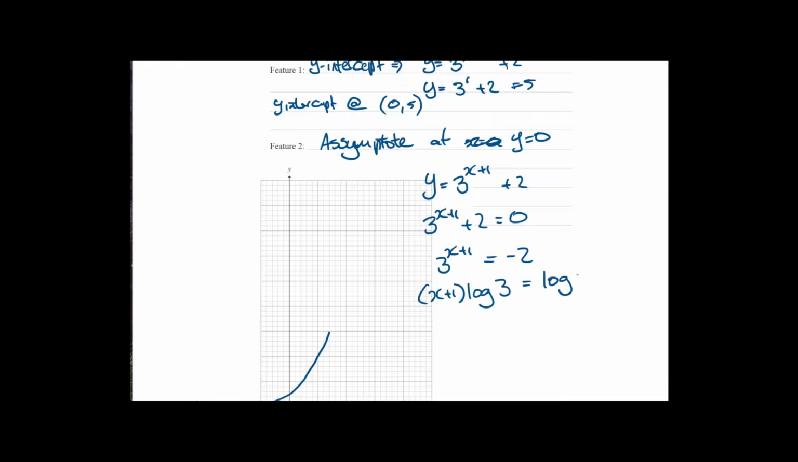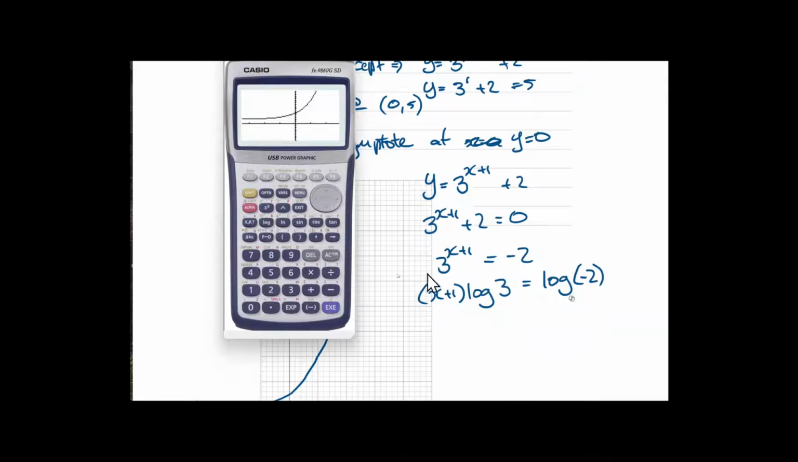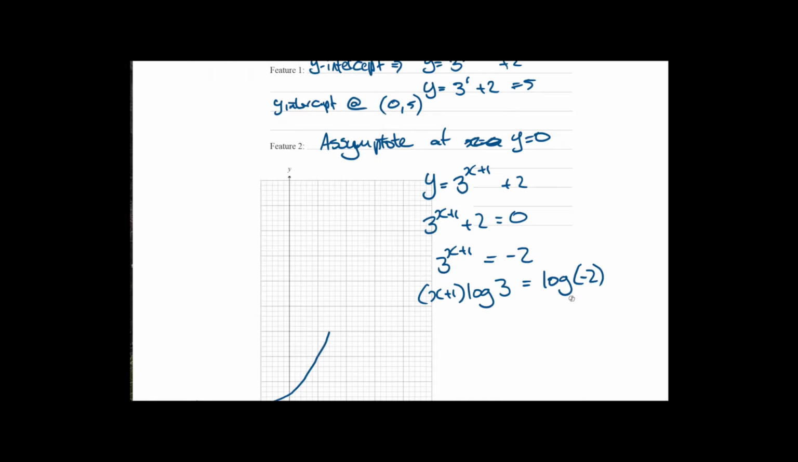But if we take a log of a negative number, we can't do it. So this kind of proves it. Log of negative 2 is going to give us a math error, non-real error. So there is a solution, but it's in an imaginary complex form, and you definitely do not need to worry about that at this time. So there is no x-intercept. Okay, that's feature 2.